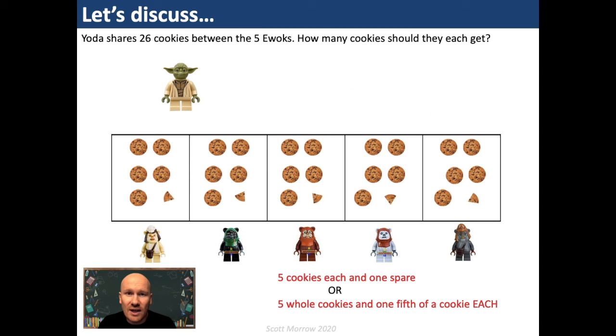Rather than sharing out 2 at a time, I could have shared out 3 at a time, or 4 at a time, or maybe even all 5 at a time.